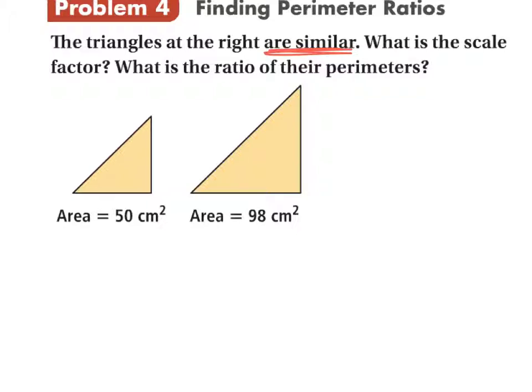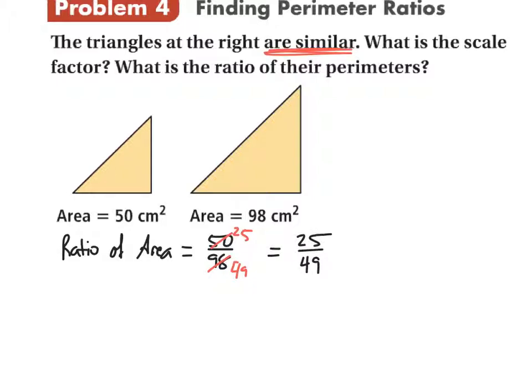So, how do you suppose we might start this problem? 50 over 98. Find the ratio of area. That's exactly it. So find the ratio of area. 50 over 98. Okay, well, that fraction looks to me like it can be reduced. What goes into both of those? 2. All right, so our ratio of area is 25 over 49.